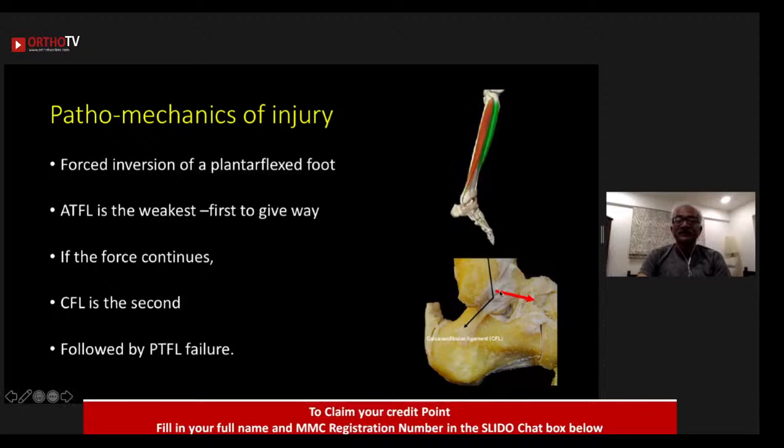If you see the dissections, the arrow is the ATFL, that's the fibula, and that's the CFL. So CFL forms an obtuse angle with the ATFL where it gets attached onto the calcaneum.